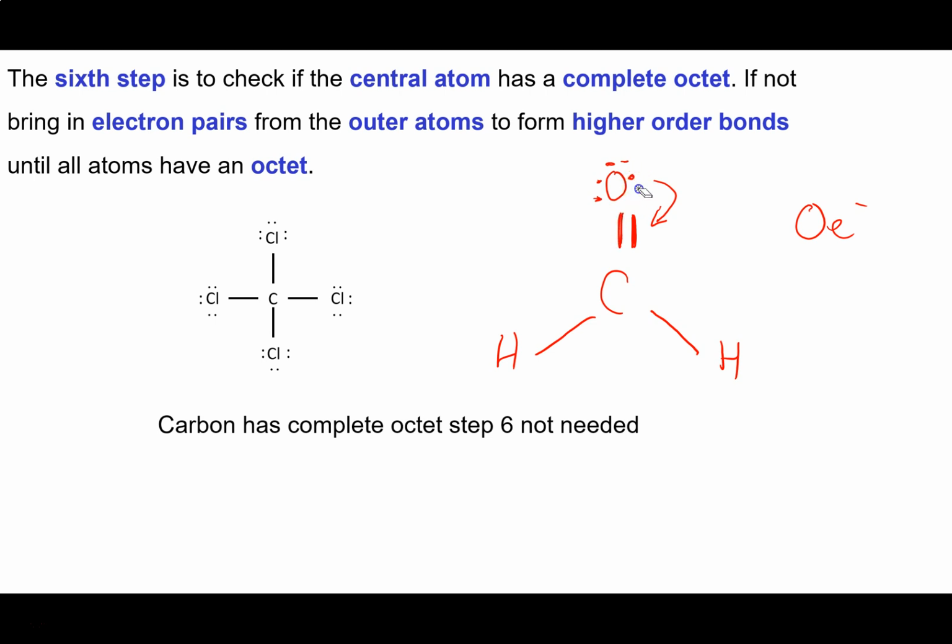And then now, my carbon atom has an octet, 2, 4, 6, 8. Now you can see I haven't added any electrons in, I just moved them from being a lone pair to being a bond. And so that's what we'll do in step 6 if we need to. Now in this case, carbon has a complete octet and step 6 is not needed. And that's quite typical. Many molecules don't have double and triple bonds.